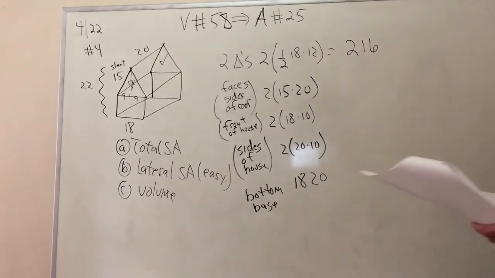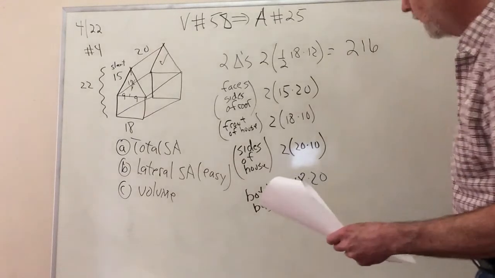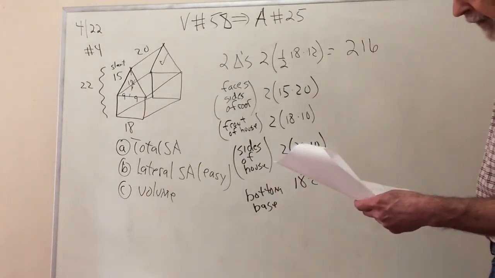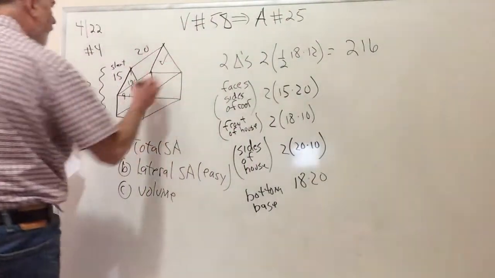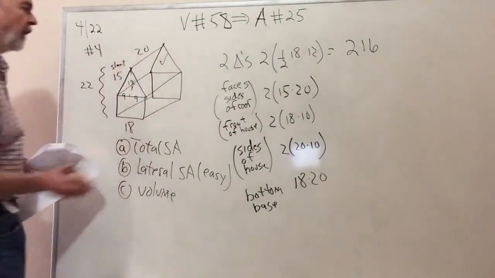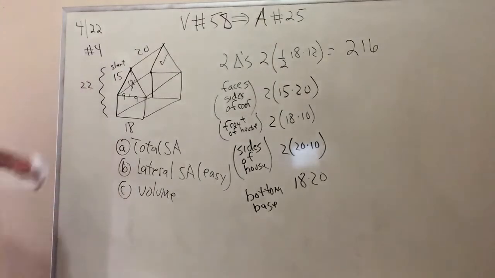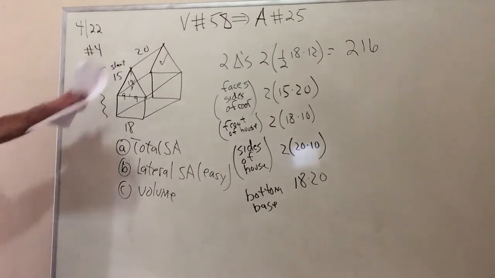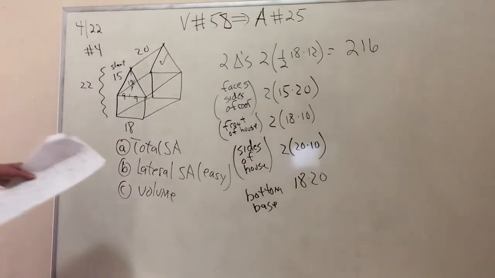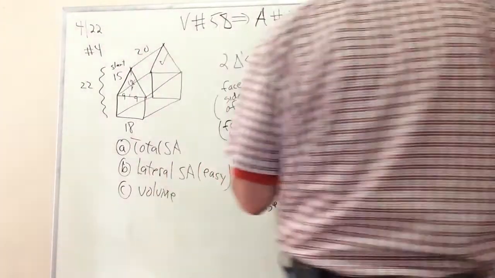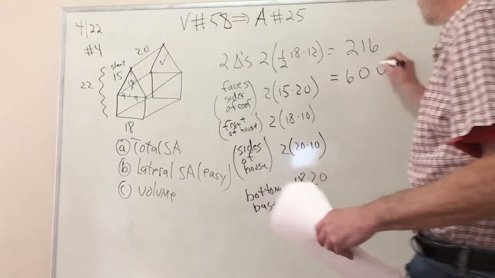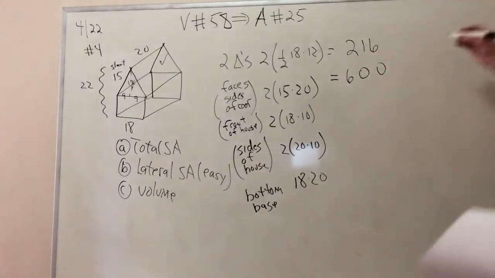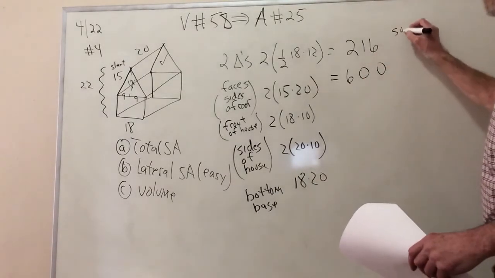Okay? And then the second one here is the sides of the roof. So you can see them, right? And these are called lateral sides. We talked about that in the triangular or right triangular prism. So that would be 2 times 15 times 20. And so when you do that, you come up with 600. That shouldn't be too bad. Okay? Everything's, by the way, square units.